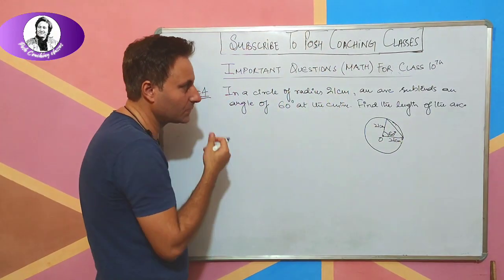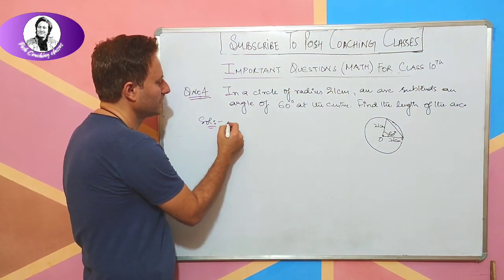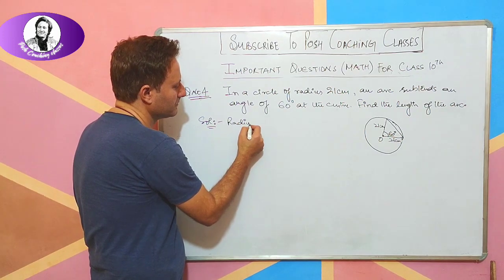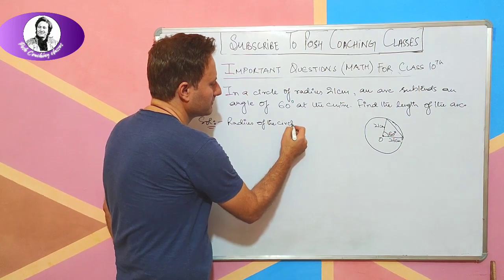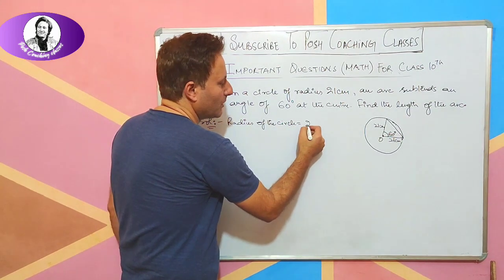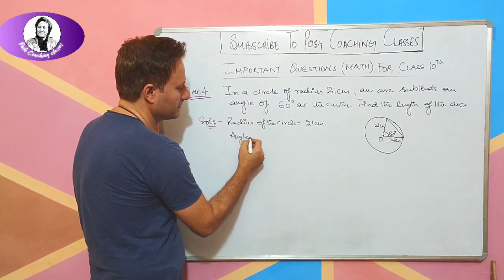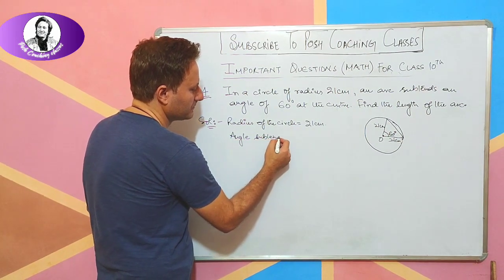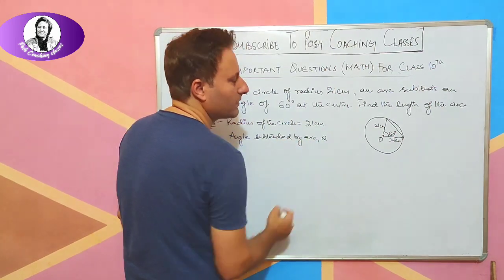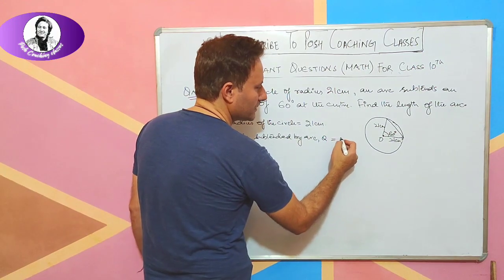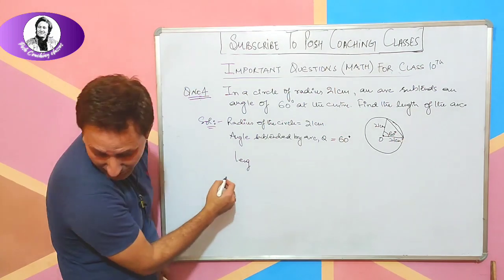Now what we need to find is the length of the arc. So what is given? Radius of the circle is 21 centimeter. Angle subtended by the arc, we can put a theta here, is 60 degrees. Now what we need to find is the length of the arc.